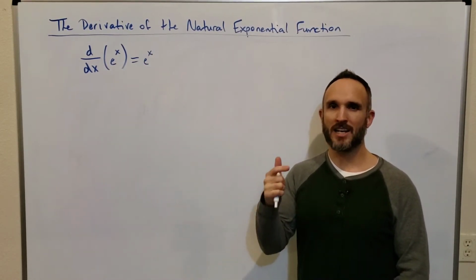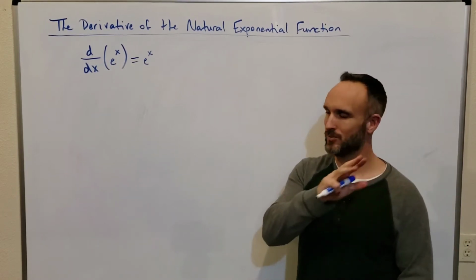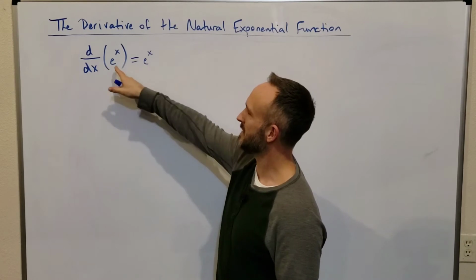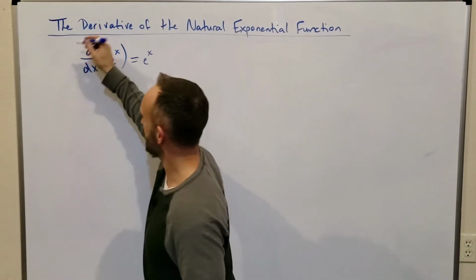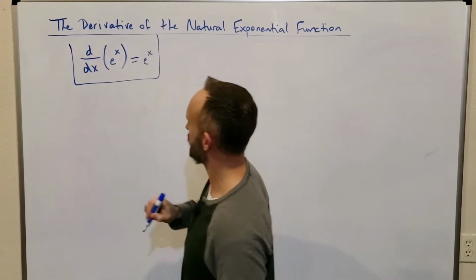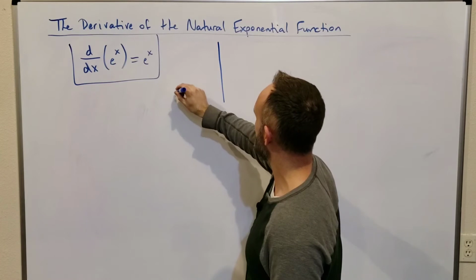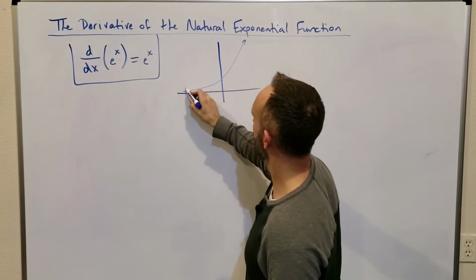So if you differentiate e to the x power, you get e to the x power again, which is really fascinating. And so what this is saying is the slope of the tangent line to the e to the x function. So this is the rule here. Let me put that in a box. That's important.